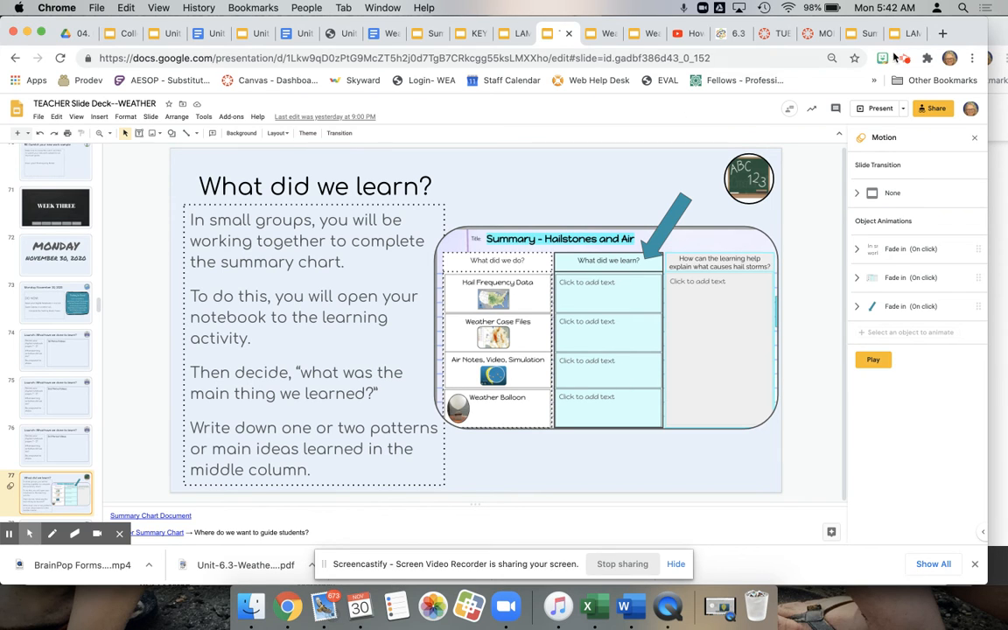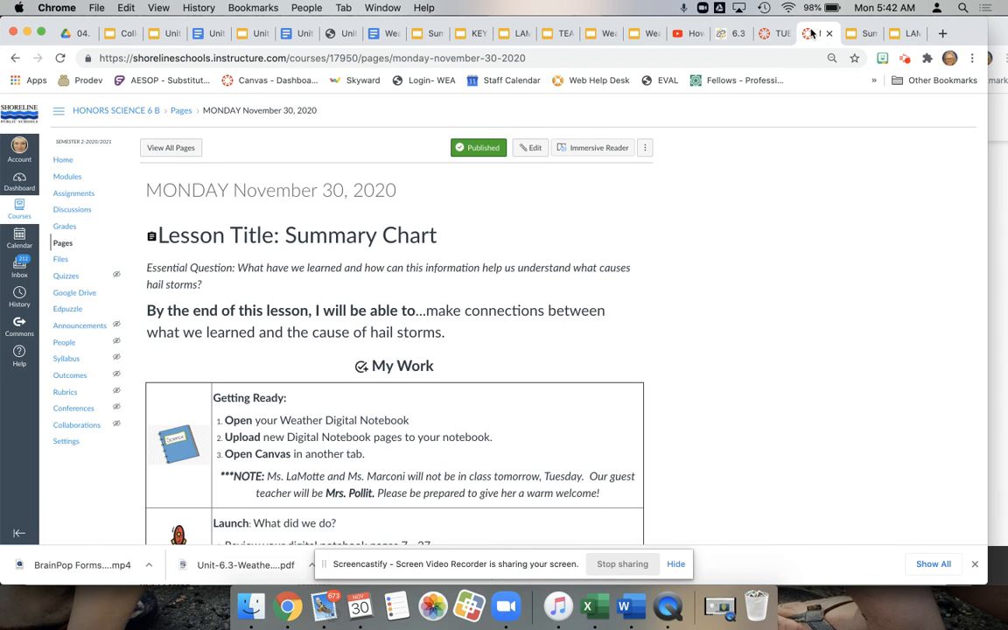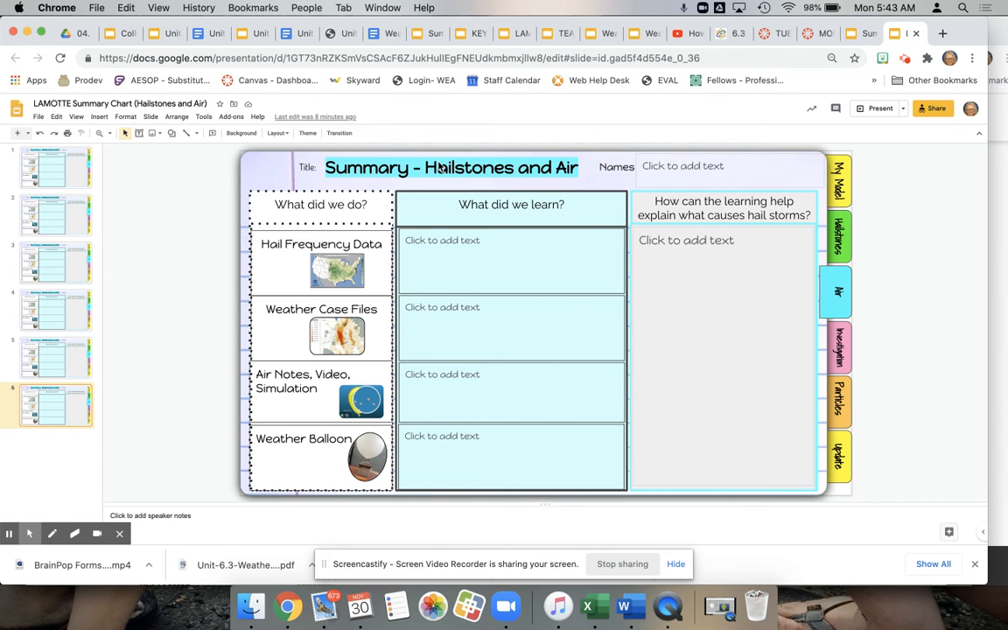Now, for my document with the summary chart, I make one summary chart for every group in the class. So I have 6 groups, and therefore I have 6 versions of the summary chart. This in Canvas is linked as an editable document. So every person just clicks on this link, and each group finds their slide, and then they begin to edit. And I can be looking through for every group and adding comments to their work to help support them, make sure that their answers are deep enough and that they are completing the tasks.